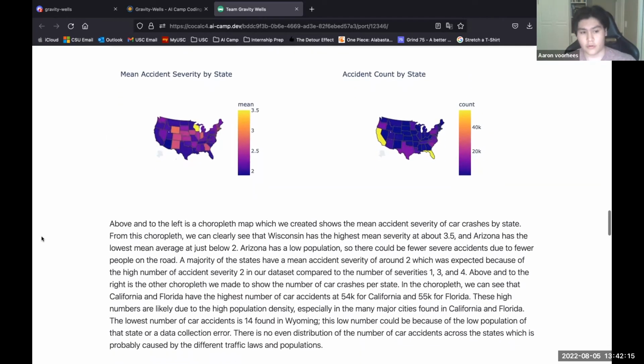Here we have two choropleth maps. One on the left being the mean accident severity by state, and the one on the right being the accident count by state. On the left, you can see that Wisconsin has the highest mean severity by state, and we don't know why this could be the case. However, it is possible that they may lack the infrastructure to deal with these kinds of accidents. And on the right, you can see that both California and Florida have the highest numbers on the map as well, at 54,000 and 55,000 respectively.